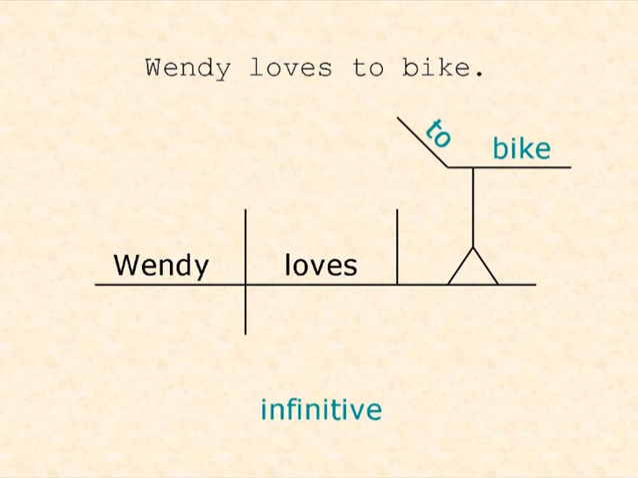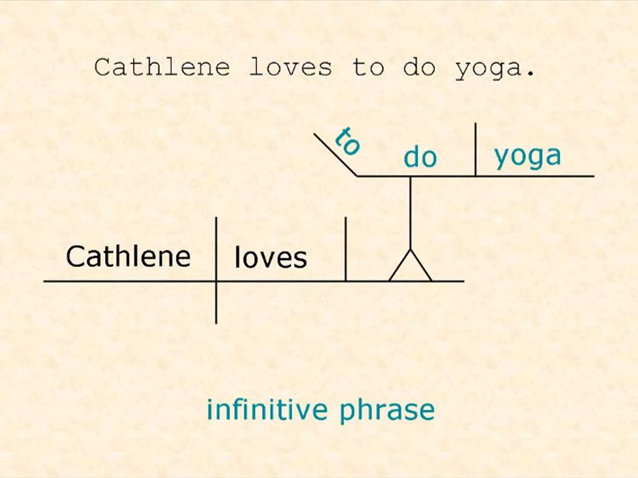That's a nice sentence. Wendy loves to bike, and she does. In fact, she's still wearing her bike helmet now. In this diagram, to bike is the infinitive. Here, to do yoga, what a nice idea, is the infinitive phrase. You all can't see this, but Kathleen has been in crow for the last 5 minutes. It's difficult, but you need some arm strength.